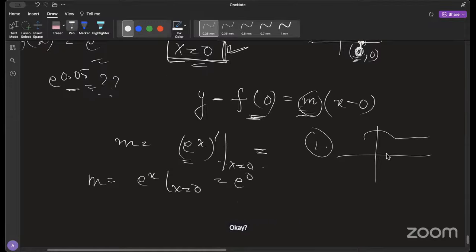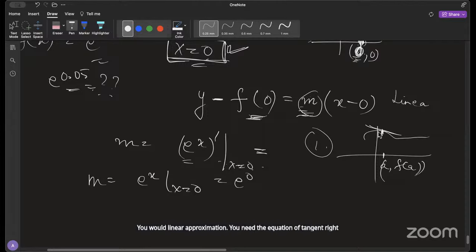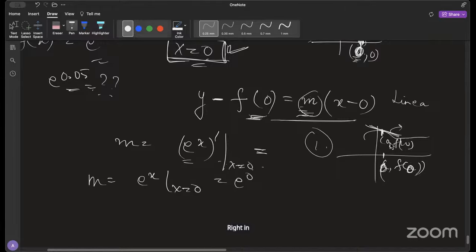Okay. So let's say you have this point and you need to find the slope at this point, right? What you're doing here is you're trying to use linear approximation. You need the equation of the tangent, right? You're going to approximate this curve by this tangent, right? So you need the equation of this tangent. We have everything here. This is the equation of this tangent. The only problem is because this point was (0, f(0)) in our particular example. In general, it's (a, f(a)). In our example, it's (0, f(0)).